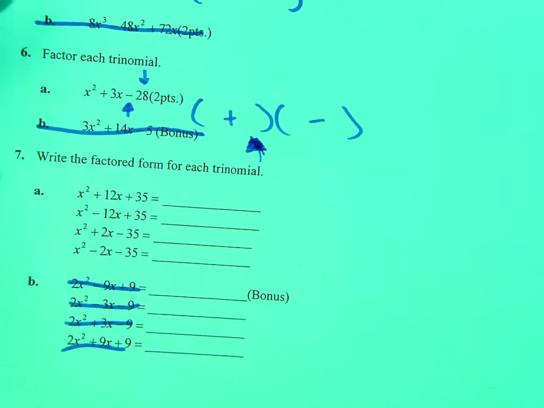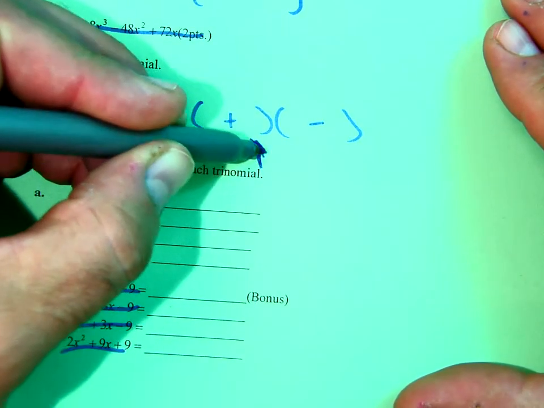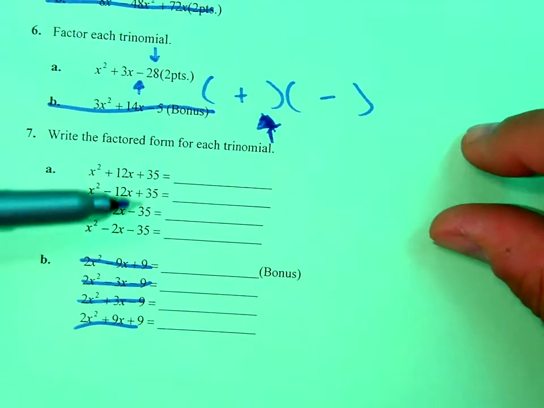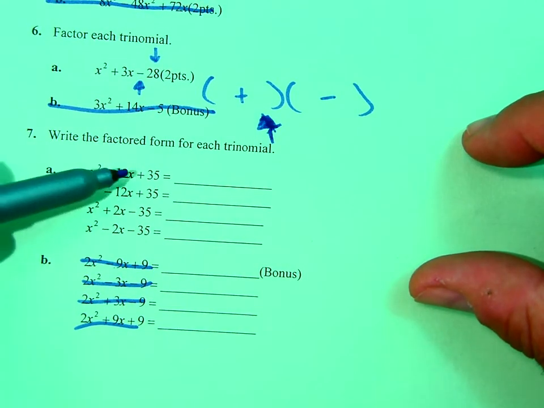Please remember, when you're factoring, you're not solving for the zeros because you're just factoring. There's no equation, it's just an expression. And all of these numbers in 7 end up being the same. The difference is what's happening with the signs.